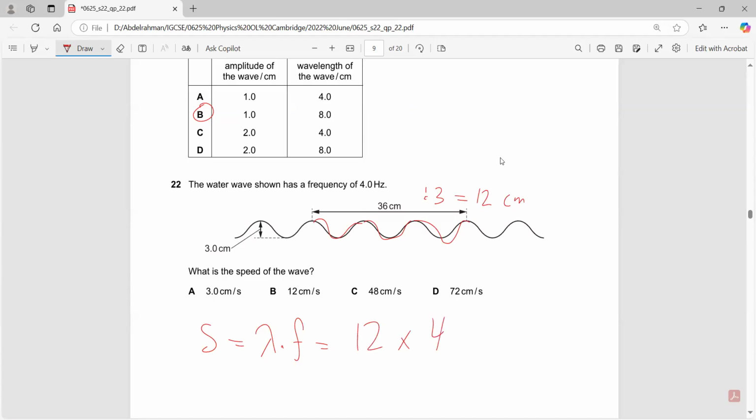Should you convert 12 centimeters into meters? Yes, you should. But for this question, you don't have to, because all of the answers are in centimeters per second. So 12 times 4 is 48 centimeters per second. But definitely, if this was a paper 4 question, for example, you would have needed to convert it into meters per second, which is the SI unit.